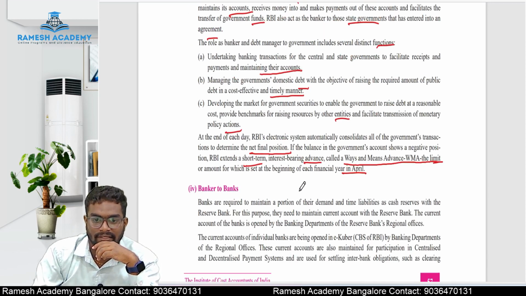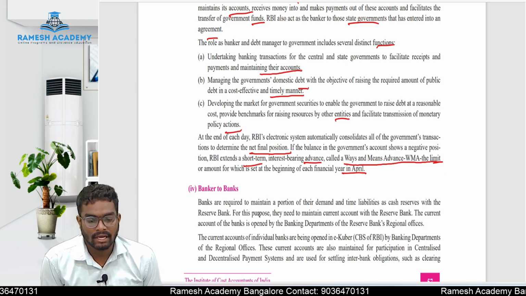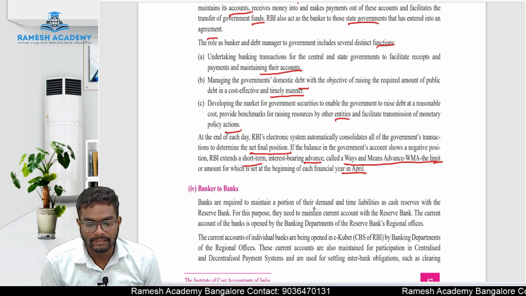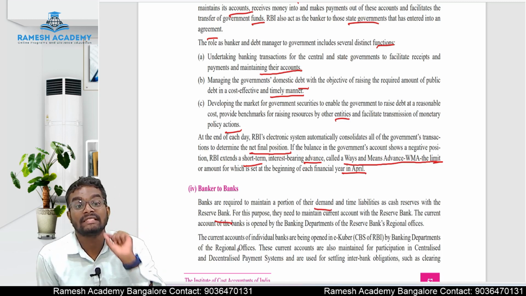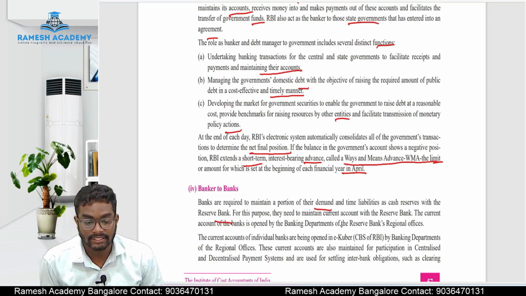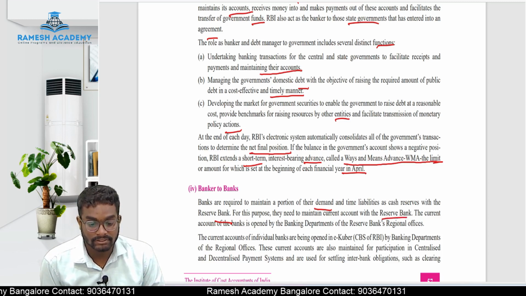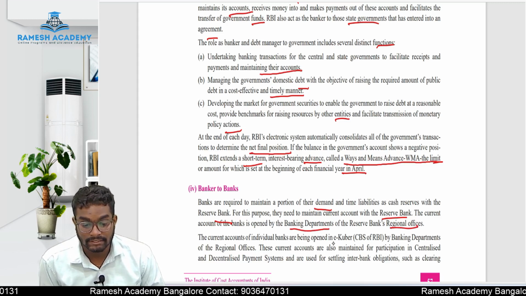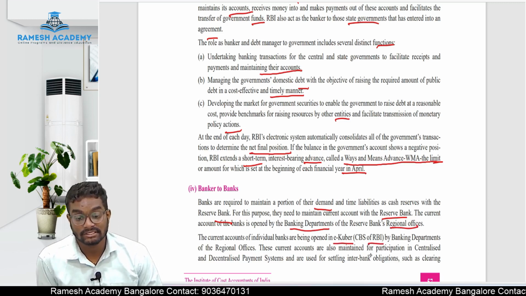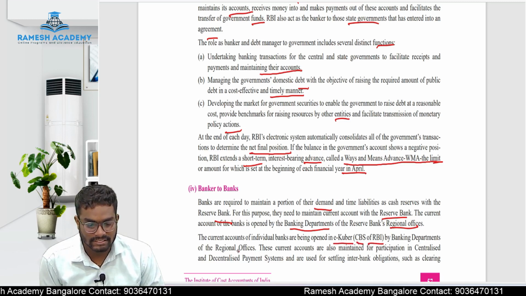Next we have Bankers Bank. Banks are required to maintain a portion of their demand and time liabilities as cash reserves with the Reserve Bank. This is known as CRR, cash reserve ratio. For this purpose, they need to maintain a current account with the RBI. The current accounts of the banks are opened by the banking departments of the RBI regional offices. The current accounts of the individual banks are opened in eKuber, the CBS, core banking system, of RBI.